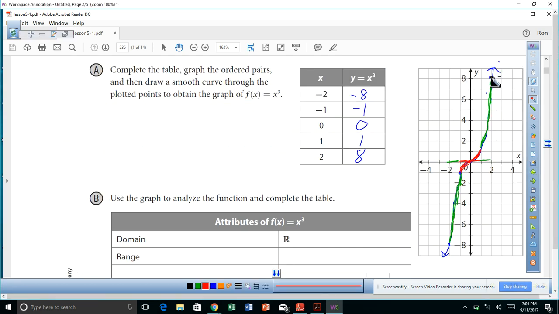So we have this point here, that's (2, 8). Is there a point (-2, -8)? There is. And the same thing right here. You have this point right here, (-1, -1), and you have that point there, (1, 1).